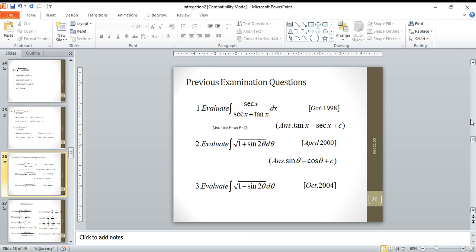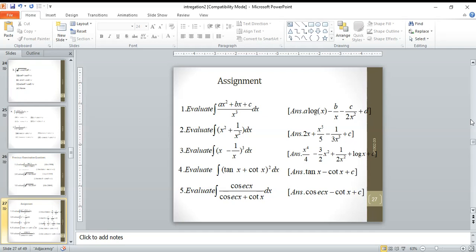Evaluate integration 1 minus sine 2 theta. This is also the same rule, which I explained in the example. Assignment: evaluate integration ax square plus bx plus c by x cube into dx.